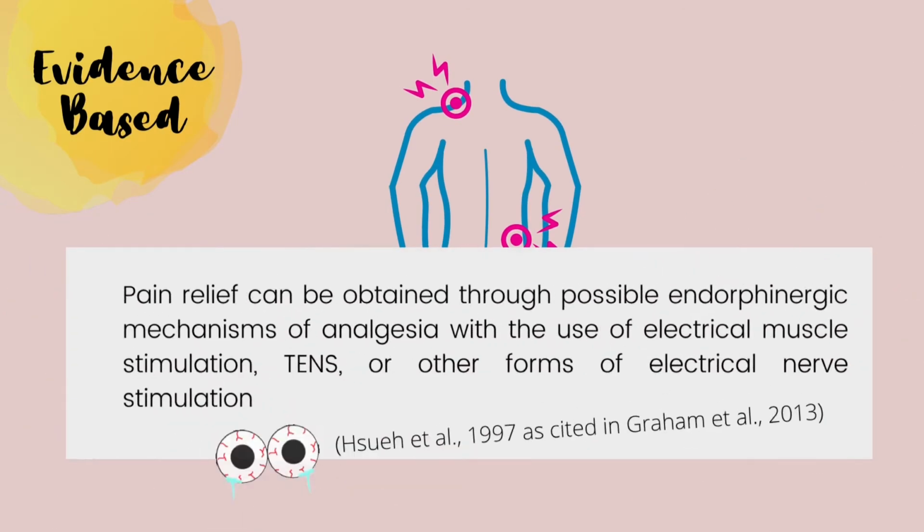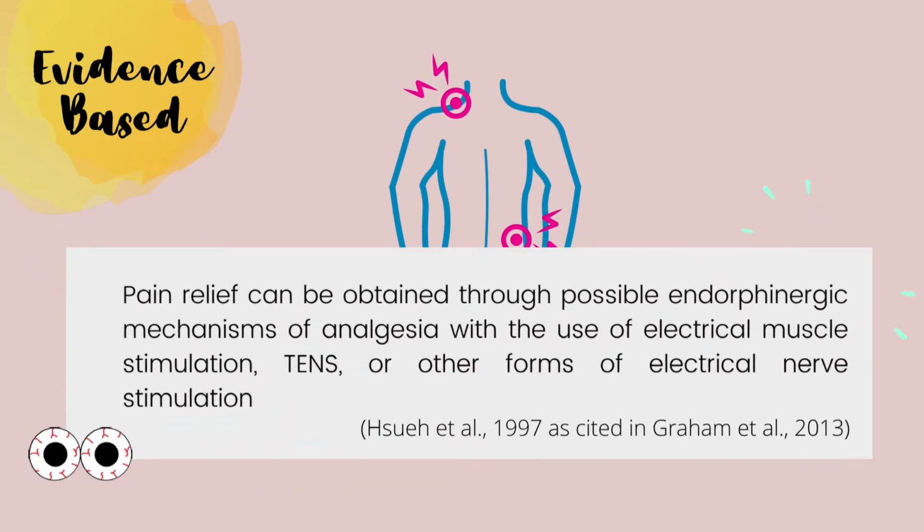For the evidence base, Graham et al. in 2013 state that pain relief can be obtained through a possible endorphinergic mechanism of analgesia with the use of electrical muscle stimulation, TENS, or other forms of electrical nerve stimulation.